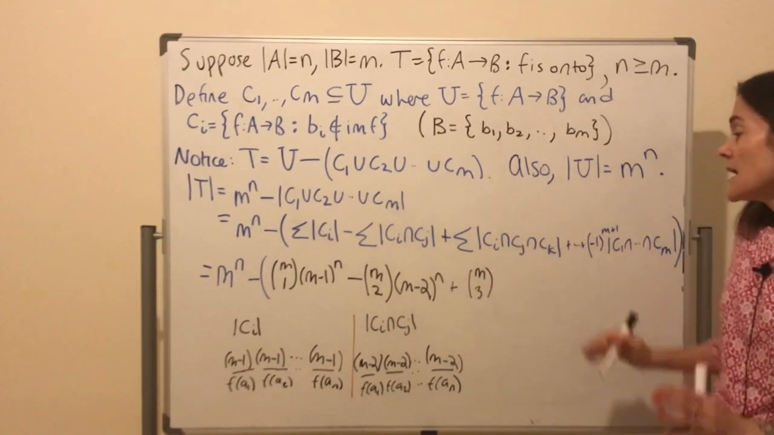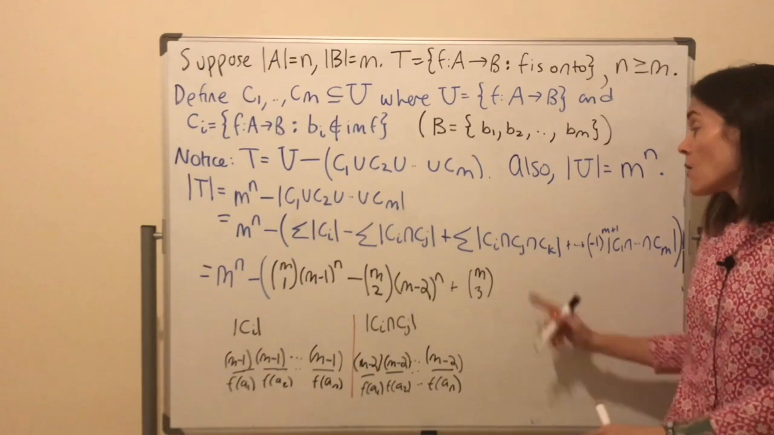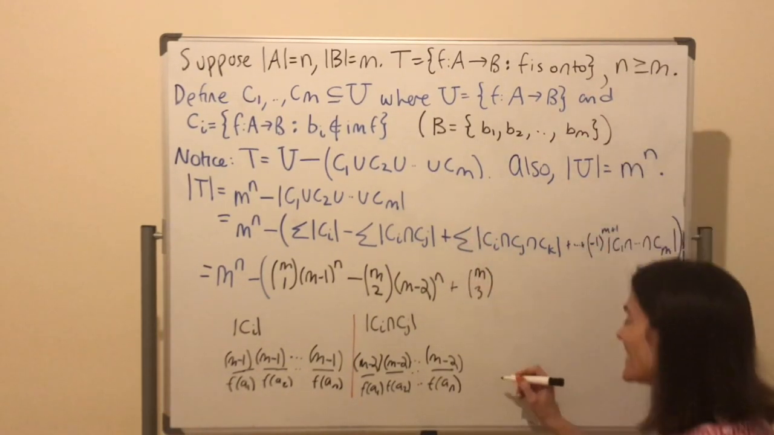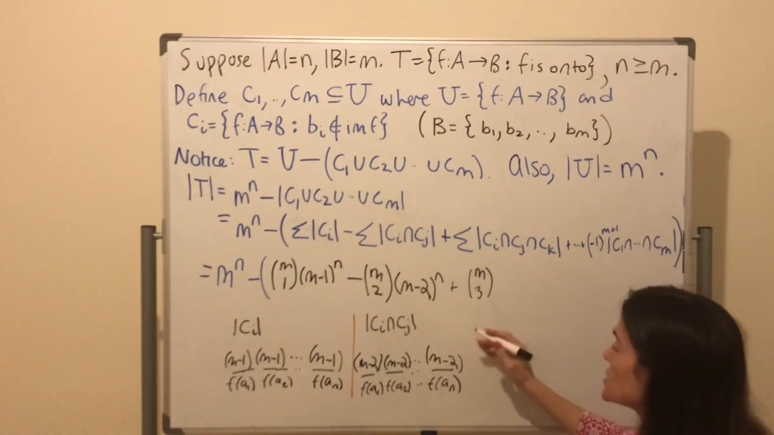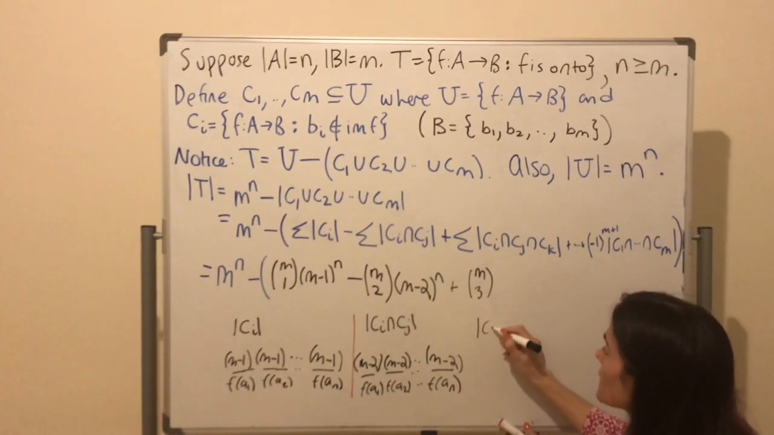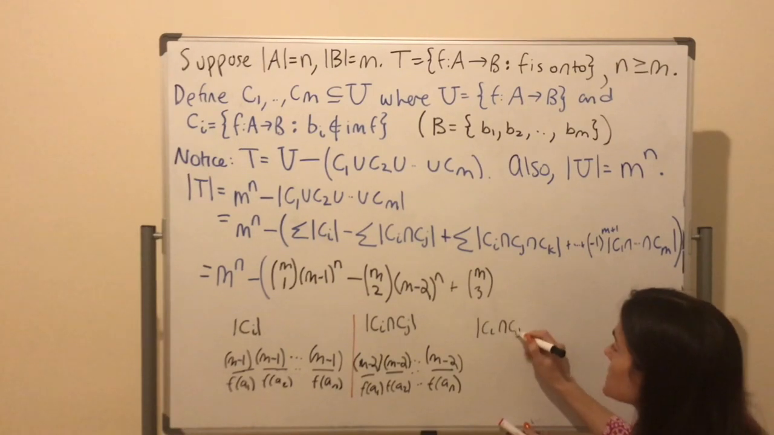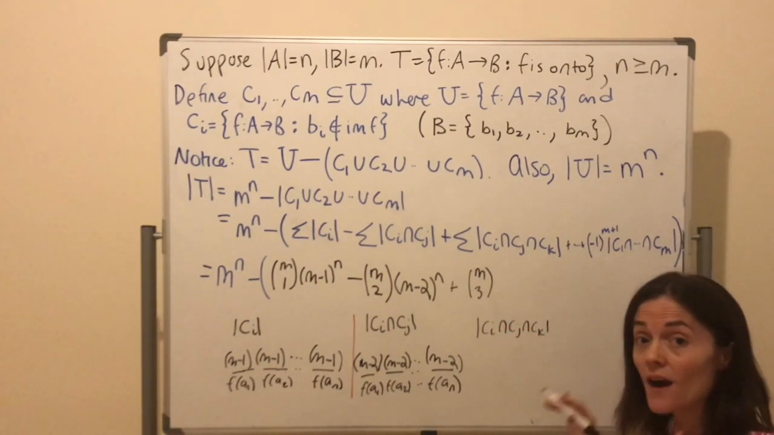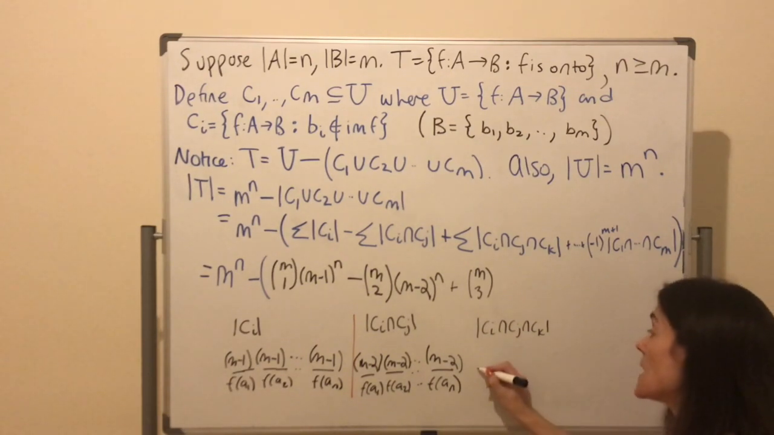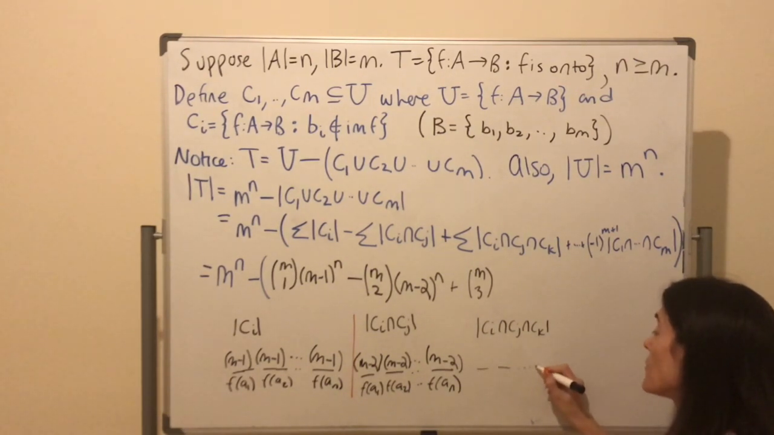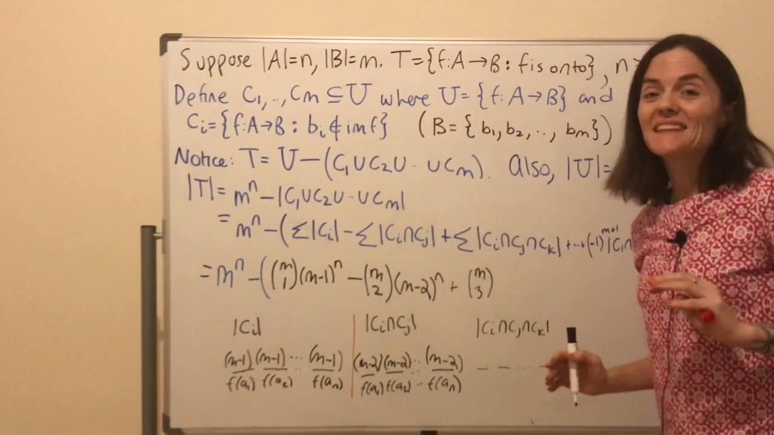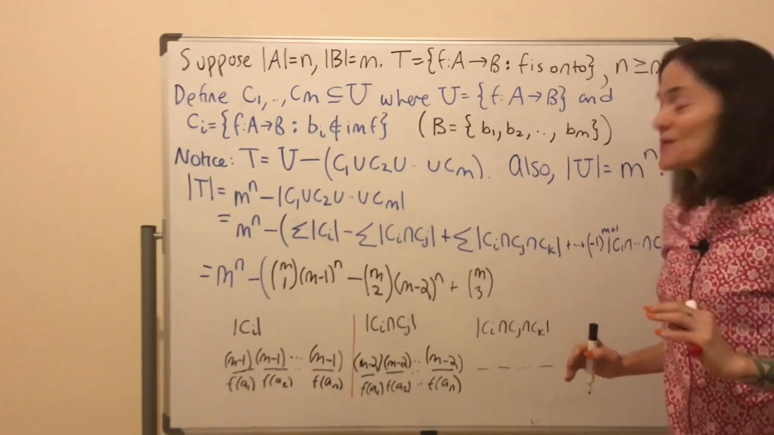And then, if you think down here, how many are in any one of these? Okay. Well, the only thing that changes, if you want to look at the cardinality of Ci intersect Cj intersect Ck, where i, j, and k are different indices, is that now there's 3 things from B that you can't map to.